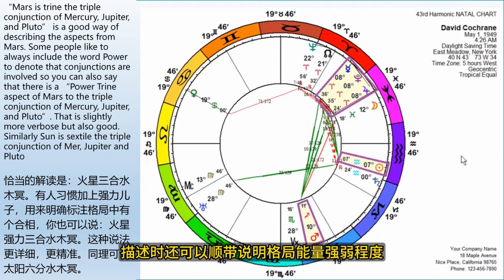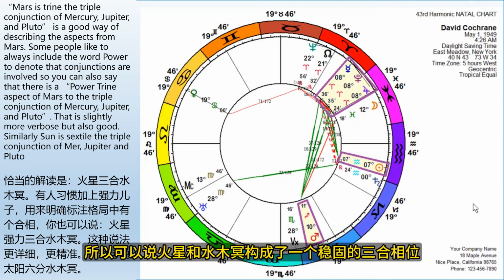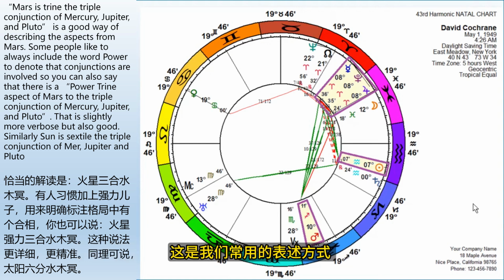You can also give some indication of how strong these things are. The Mars trine has about a little bit less than 2-degree orb. I sometimes use the word solid for that. Mars makes a solid trine to the triple conjunction of Mercury, Jupiter, and Pluto. I wouldn't call that strong. It's certainly not weak. It's solid. So that's a word we sometimes use.